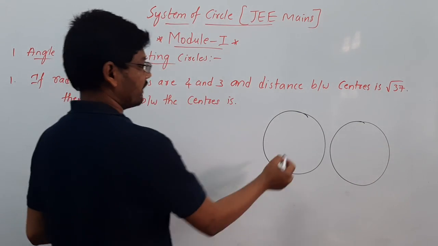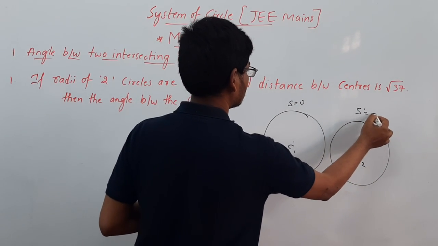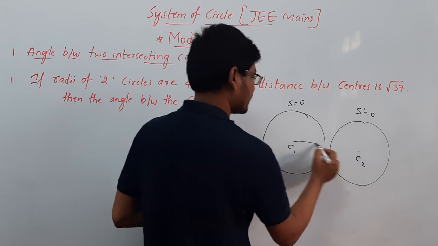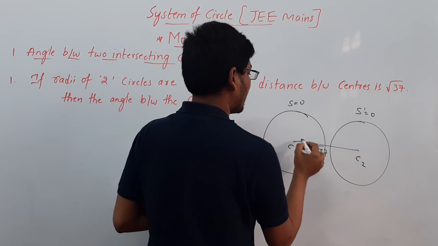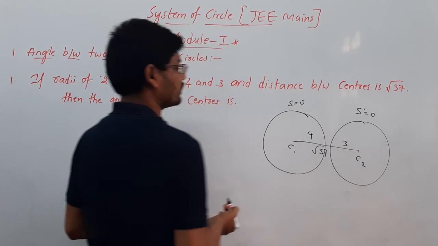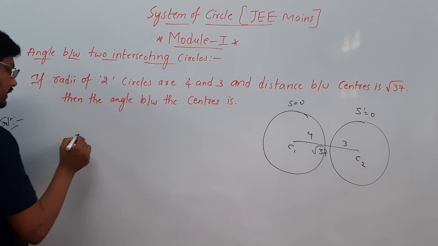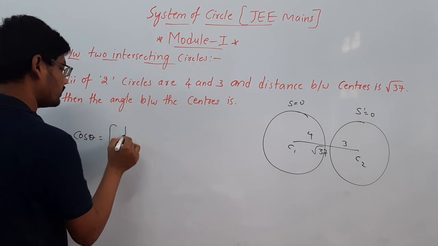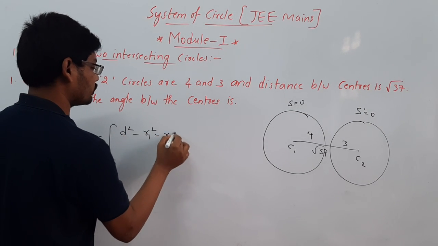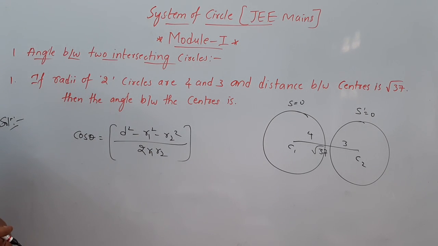I am taking the circles with centers C1 and C2, with equations S equals 0 and S dash equals 0. The distance between the centers is root 37, R1 is given as 4 and R2 is 3. There is no need to write the given data at every step. The formula for the angle is cos theta equals d square minus R1 square minus R2 square by 2 R1 R2.